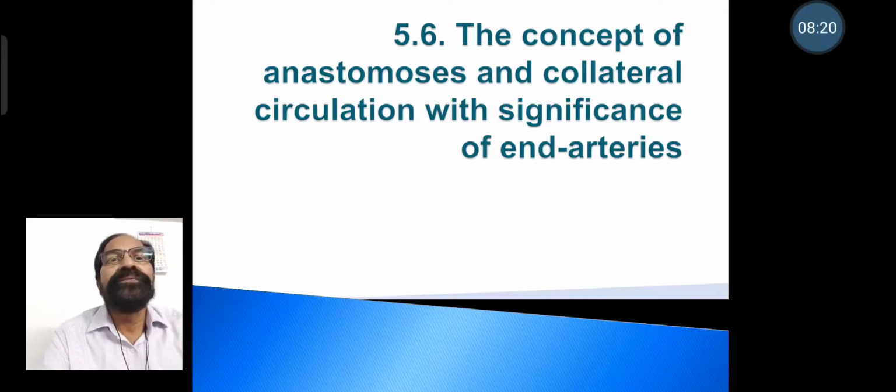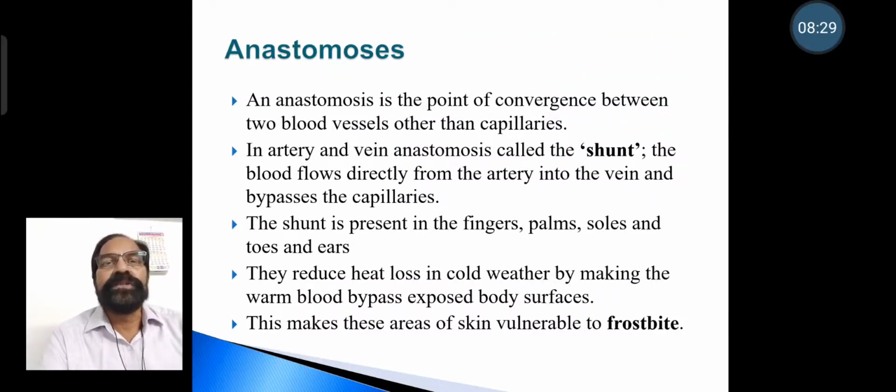The concept of anastomosis and collateral circulation and the significance of end arteries. Anastomosis. An anastomosis is a point of convergence between two blood vessels other than capillaries. In artery and vein anastomosis, called the shunt, the blood flows directly from artery into the vein and bypasses the capillaries. Shunts are present in fingers, palms, soles, toes and ears.